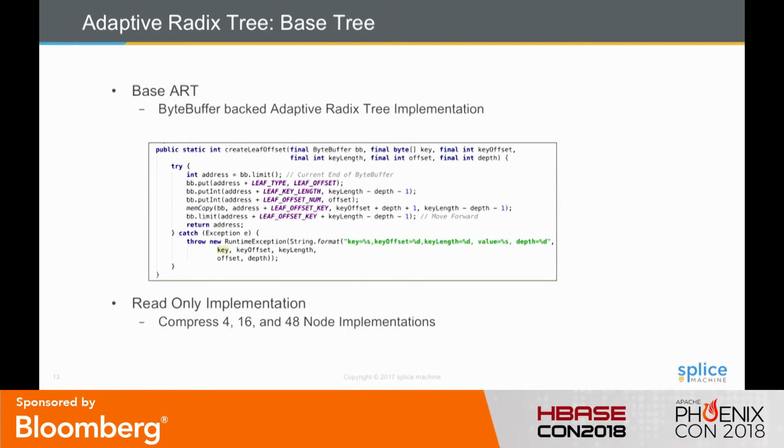So what does this look like? I put some code up here, so bear with me, but I want to give you a flavor. It's just a byte buffer backed implementation. What does that mean? It's not like a concurrent skip list where you have a bunch of objects in the JVM and all kinds of fun stuff going on. There's none of that. It's just a byte buffer.